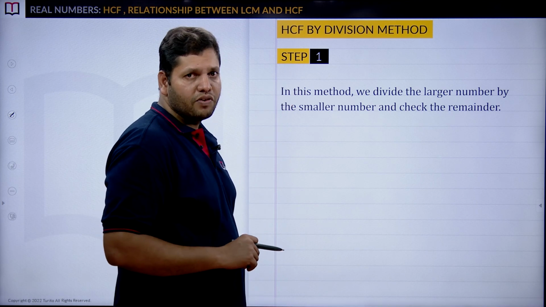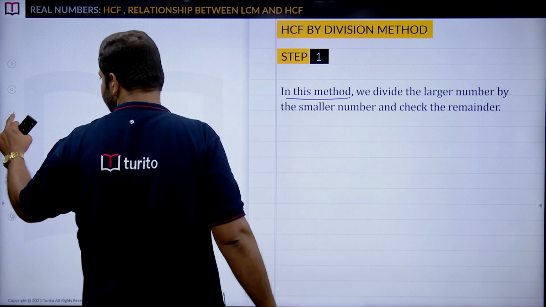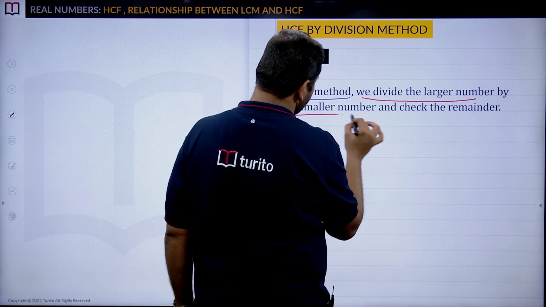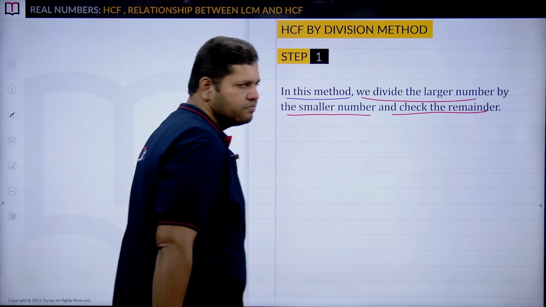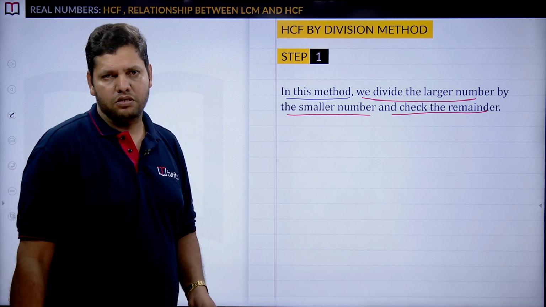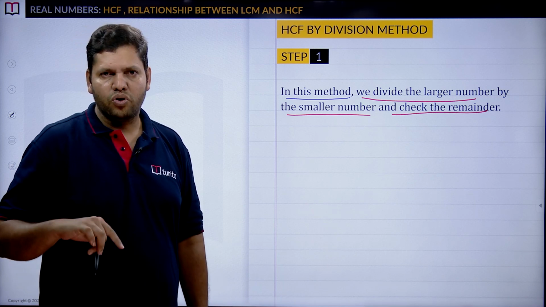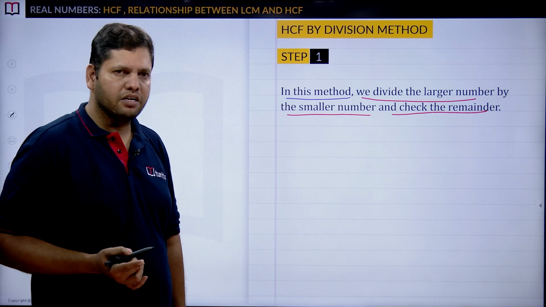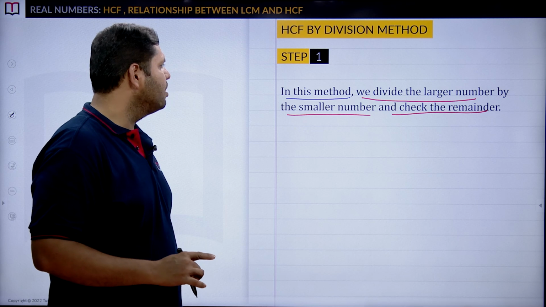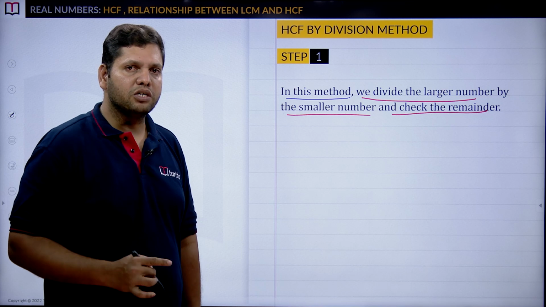Children, step number 1. So what is step number 1? In this method, what you are supposed to do, children? We divide the larger number by the smaller number and we check the remainder. First, children, take only 2 numbers at a time. In the question sometimes they might give 3 numbers or 4 numbers also. So take only 2 numbers at a time and check which number is greater and which number is smaller. Then what you have to do? Divide the greater number by the smaller number.